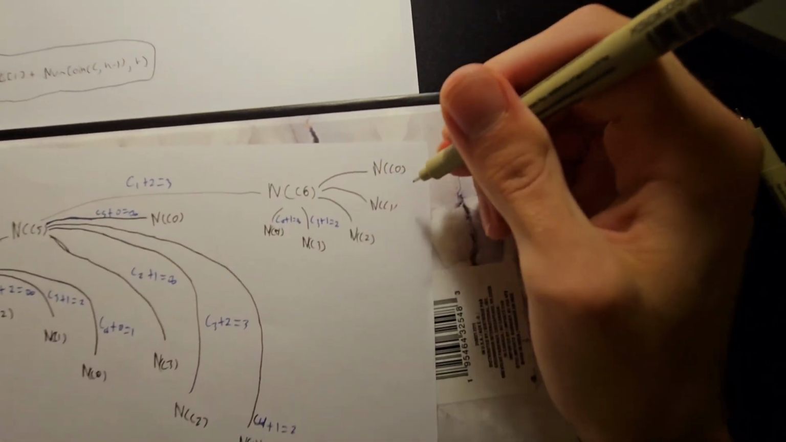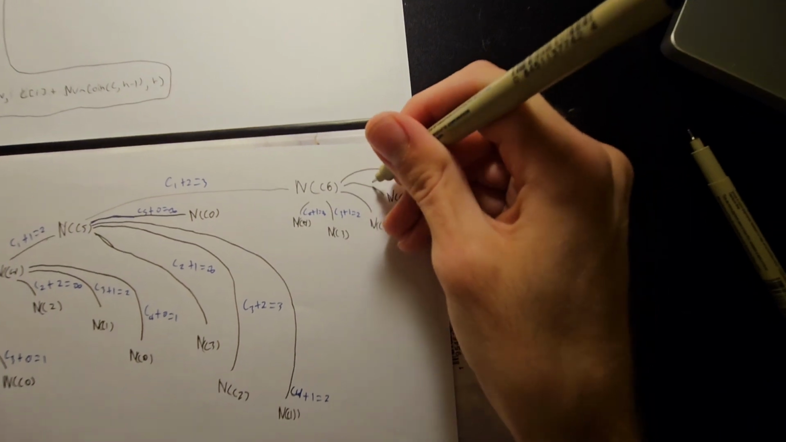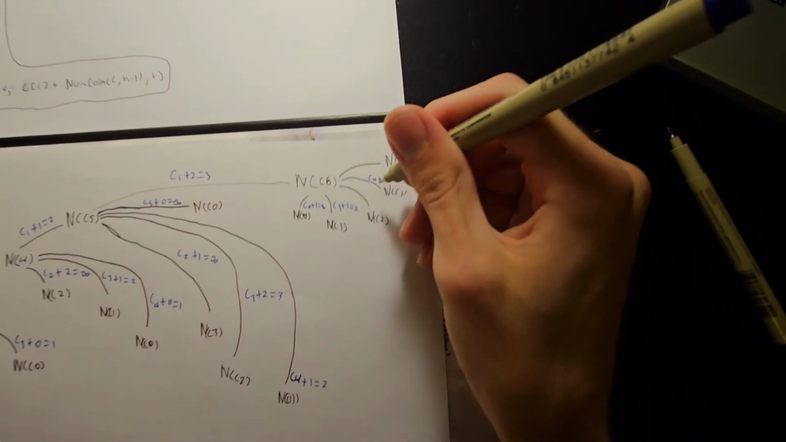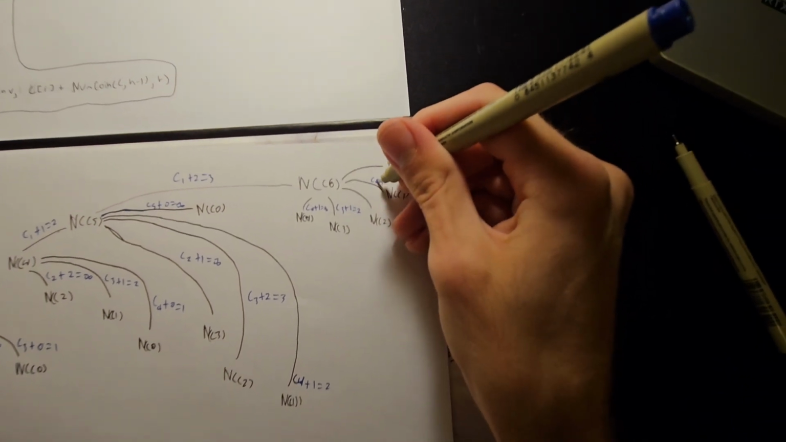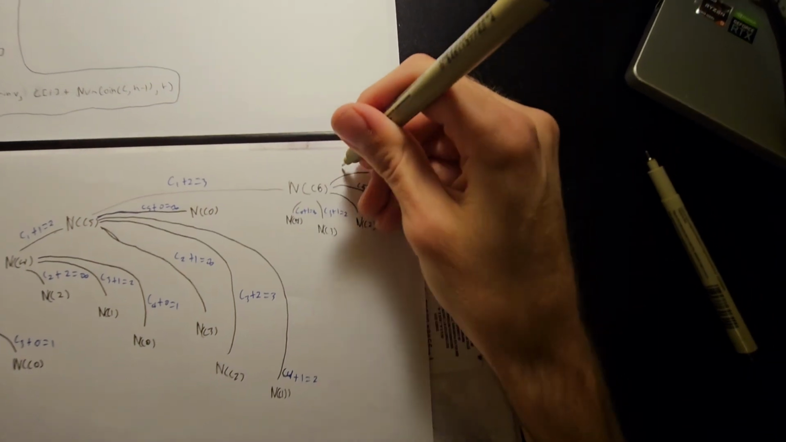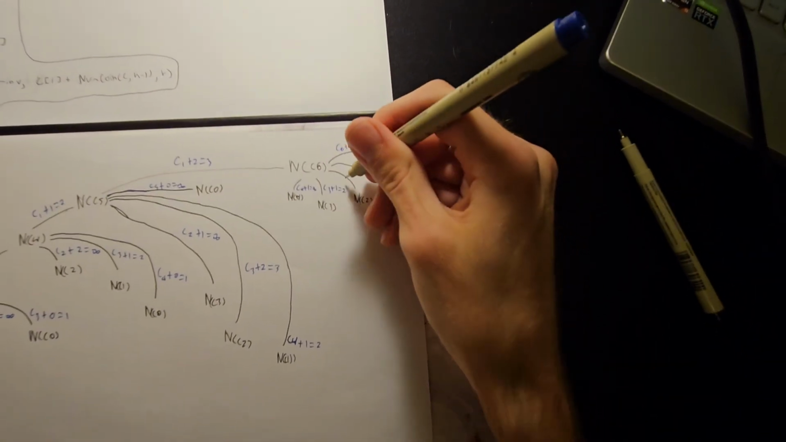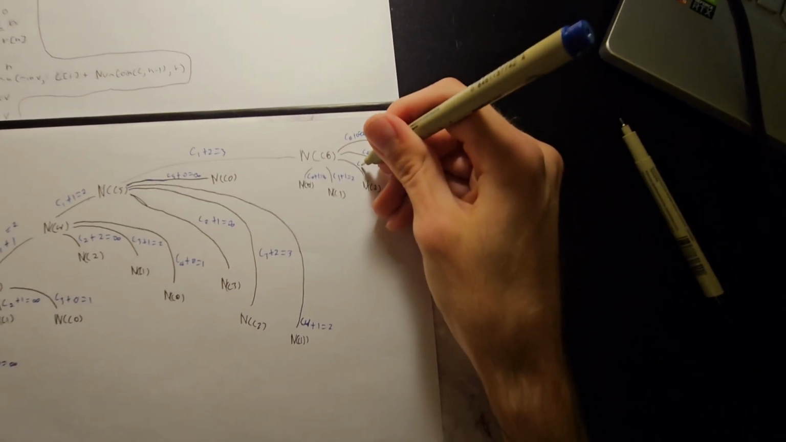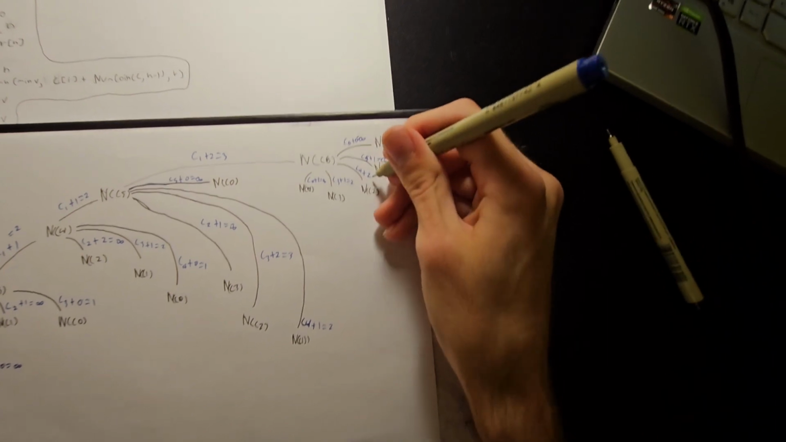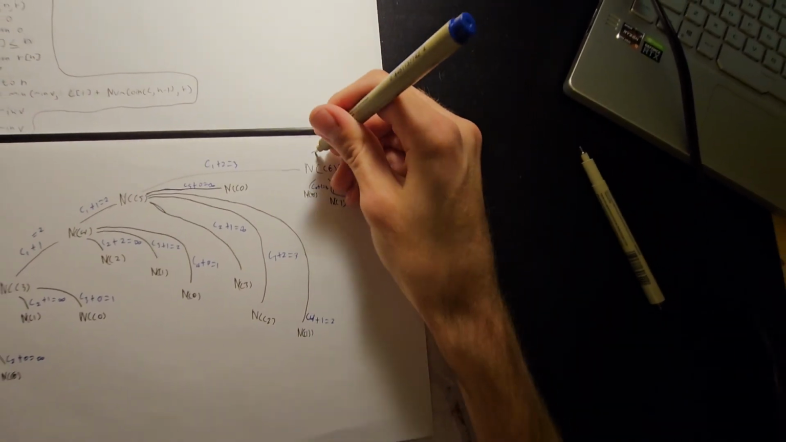Then we have NC1, which we know is 1. This is a C4 plus, no, wait, this is a C5 plus 1, which equals infinity. This is a C6 plus 0, which equals infinity. This finally is a C4 plus 2, which equals 3. So this is the one that's going to be selected. 2 is going to go up.